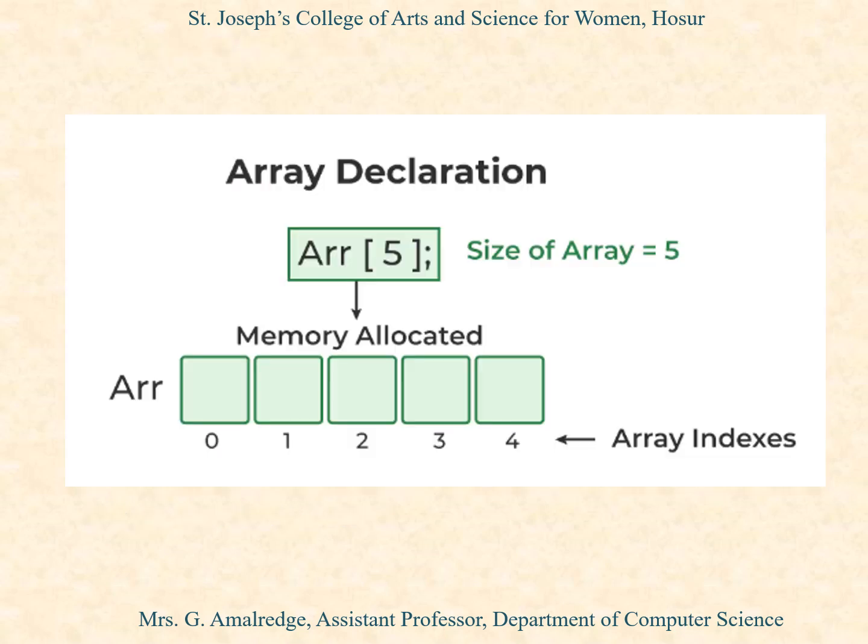This is the simple pictorial representation of the previous example. Here arr is the name of the array and 5 is the size of the array. The memory is allocated like this. It starts from 0 and ends with n minus 1, that is 5 minus 1, 4. These are all called indexes, array indexes.